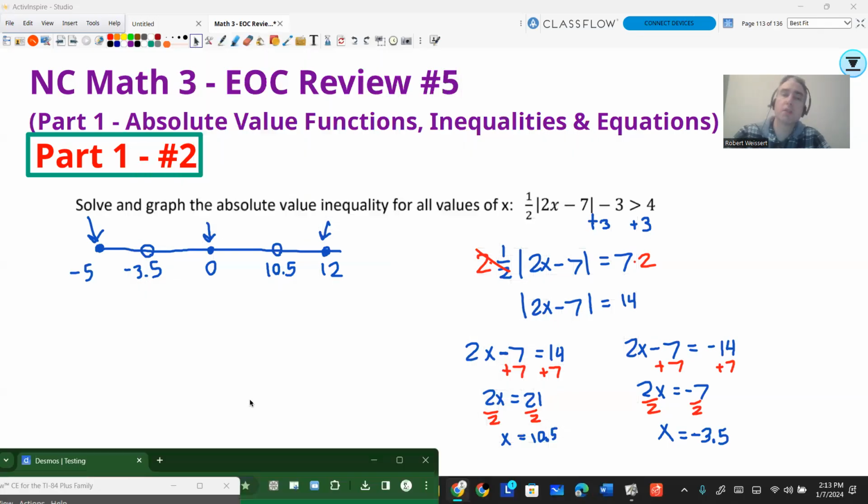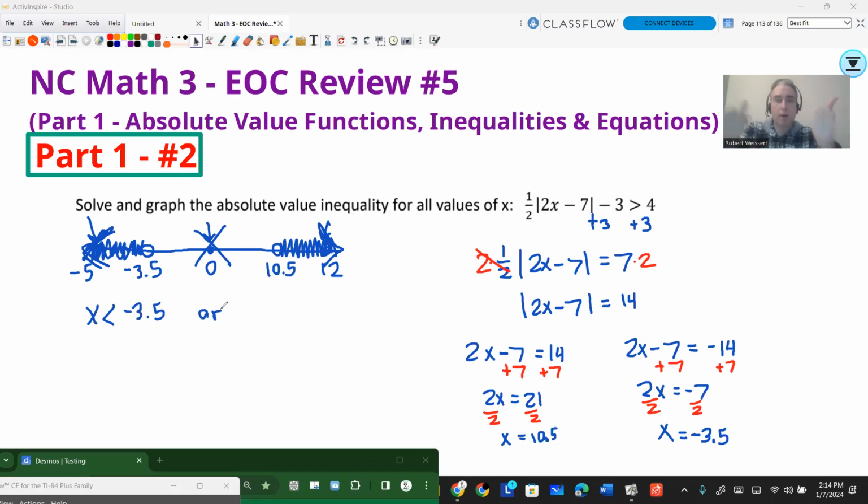So the way that my solution set is going to look is you're going to have all the numbers that are below -3.5, so less than -3.5, and all the numbers that are above 10.5, but not any of the between numbers. So I'm going to have x is less than -3.5, or since it's going in opposite directions, x is greater than 10.5. And that would be my solution.